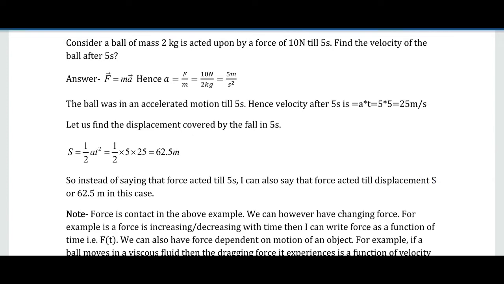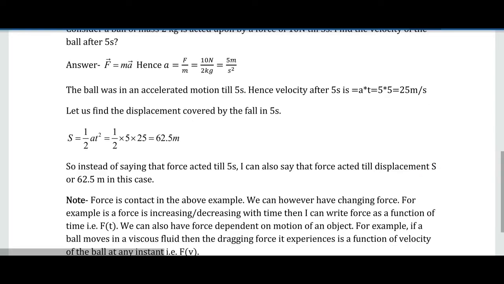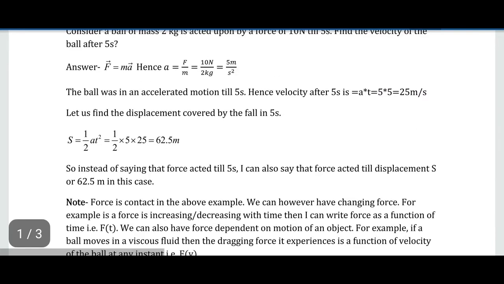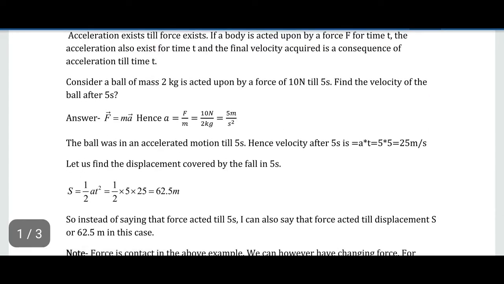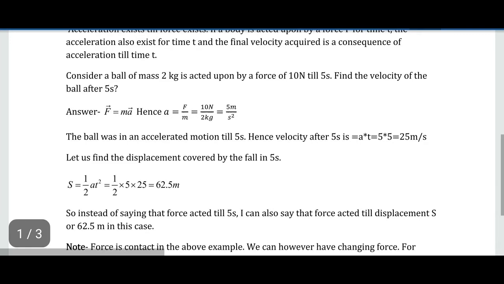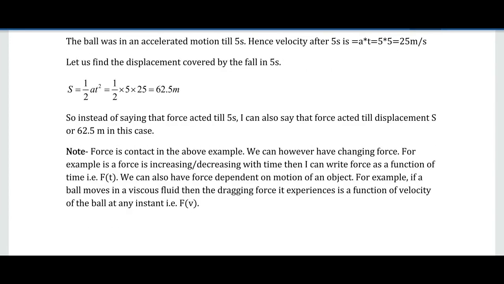So we understood that. Continuing, the another part of the question says: what is the distance covered in 5 seconds? Very easy. You can put s equals half a t squared. This is a plus 2 level stuff, and you can easily get the displacement in 5 seconds.